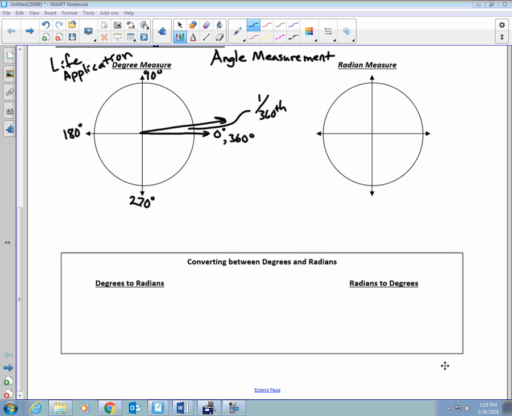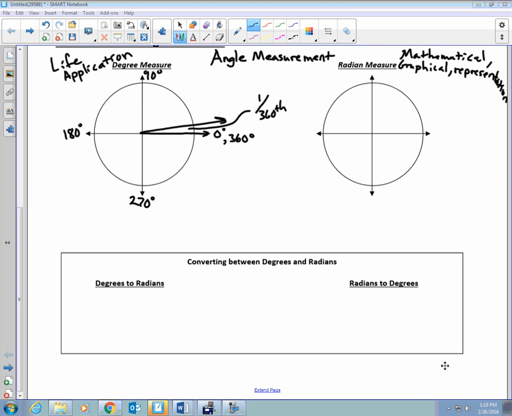Radian is not the life application. It is the mathematical graphical representation of angle measurement. So probably what you want to know is how many radians would fit in a whole circle. It's probably something you want to know, right? Maybe it's 2, maybe it's 4, maybe it's 8. It's not a real nice number, but I'll show you.